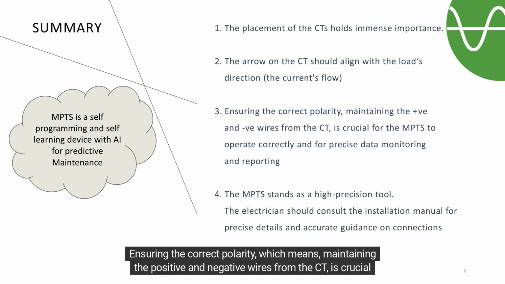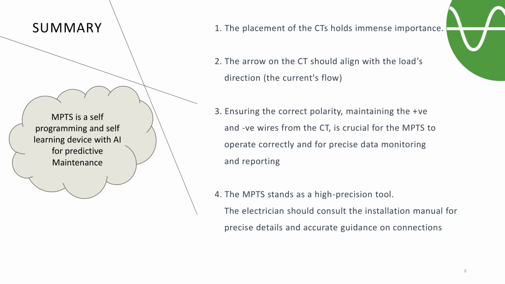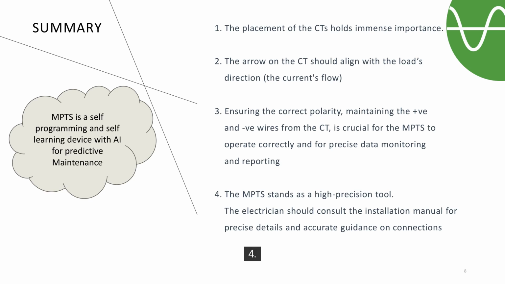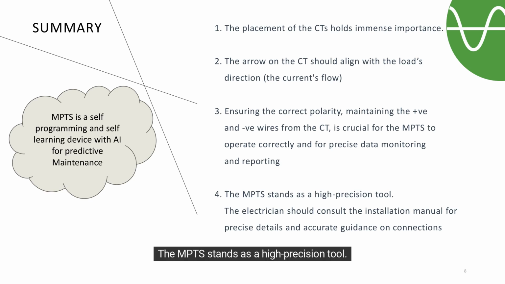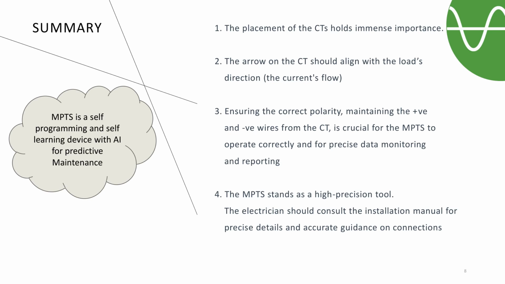3. Ensuring the correct polarity, which means maintaining the positive and negative wires from the CT, is crucial for the MPTS to operate correctly and for precise data monitoring and reporting. MPTS is a self-programming and self-learning device with AI for predictive maintenance. 4. The MPTS stands as a high-precision tool. The electrician should consult the installation manual for precise details and accurate guidance on connections.